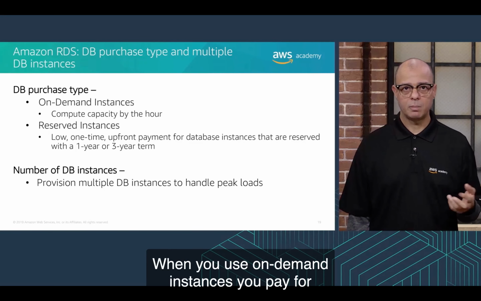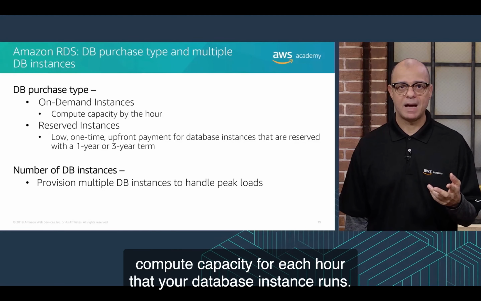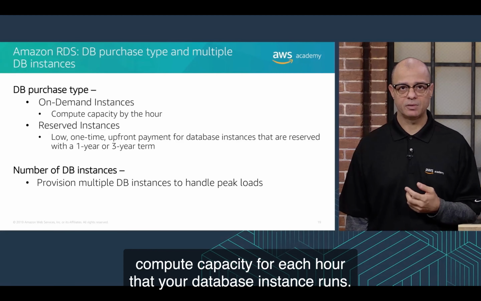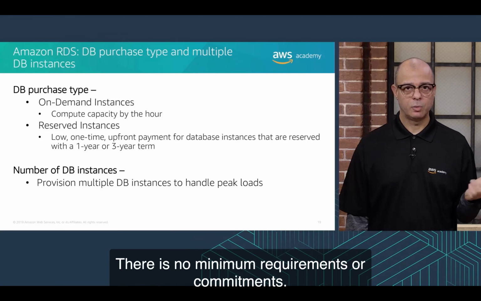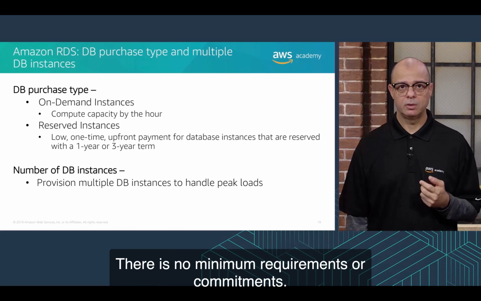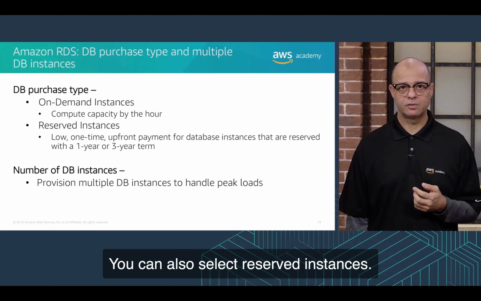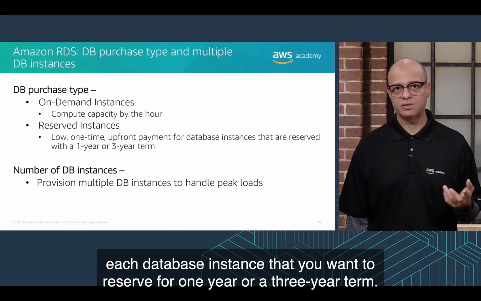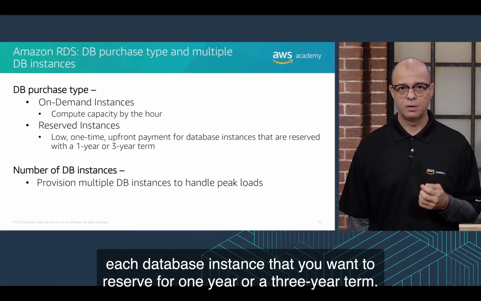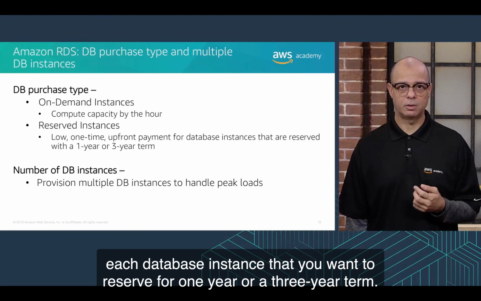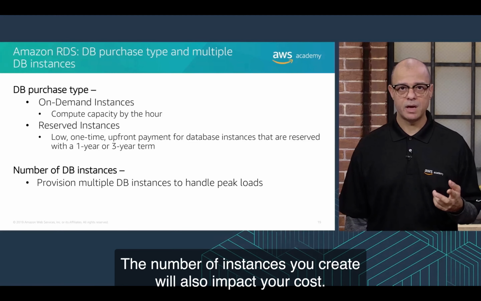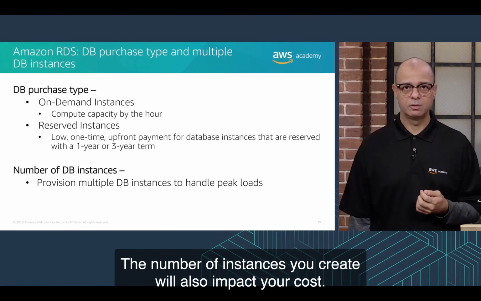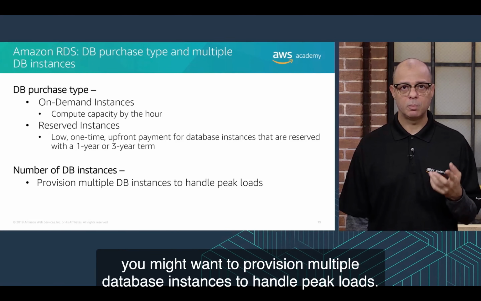When you use on-demand instances, you pay for compute capacity for each hour that your database instance runs. There are no minimum requirements or commitments. You can also select reserved instances. With reserved instances, you make a one-time upfront payment for each database instance that you want to reserve for a 1-year or a 3-year term. The number of instances you create will also impact your cost. For example, you might want to provision multiple database instances to handle peak loads.